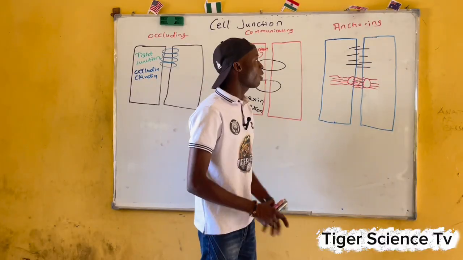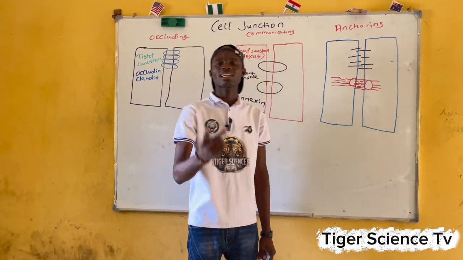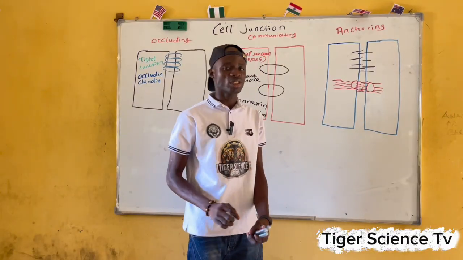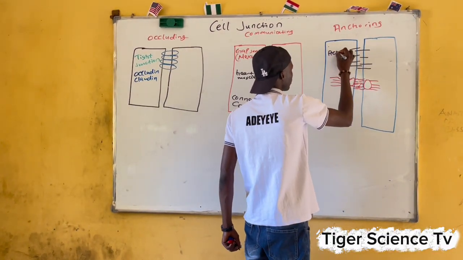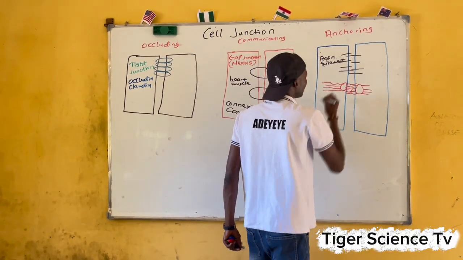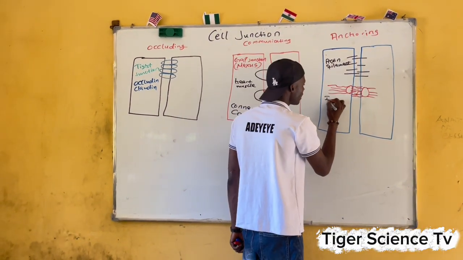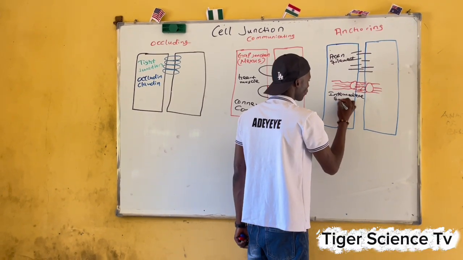What are the types of anchoring junction that we can have? They are classified into two based on the protein that we are going to see there. We have actin filament. The attachment can be based on actin filament protein. The attachment can also be based on intermediate filament protein.